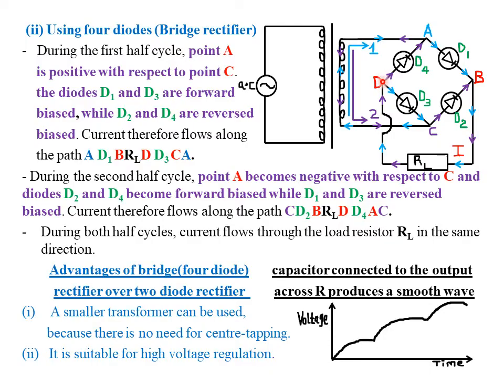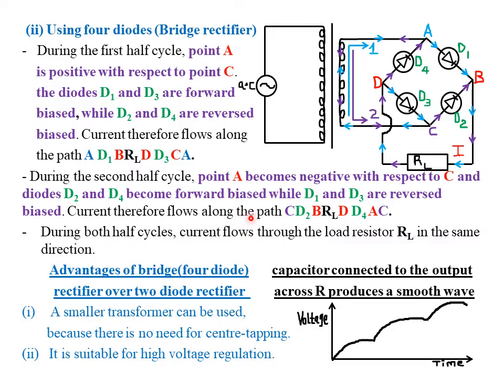Now, when it gets to point D, the current is going to move through diode D4, which is forward biased, then to point A, then back to the starting point, which was our point C. Therefore, this second arrow represents the direction of current during the second half cycle. So during the second half cycle, point A becomes negative with respect to point C, and D2 and D4 become forward biased, whereas diodes D1 and D3 become reverse biased.